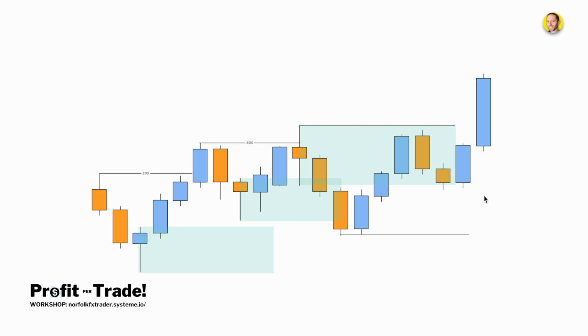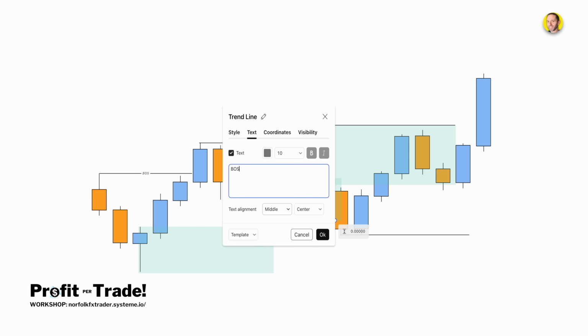So understanding your structure here, we've gone that bullish move higher, higher, and then we've created the bearish reversal, which we haven't marked. We'll mark that out. That's our break to the downside. So let's mark it out as a break of structure.